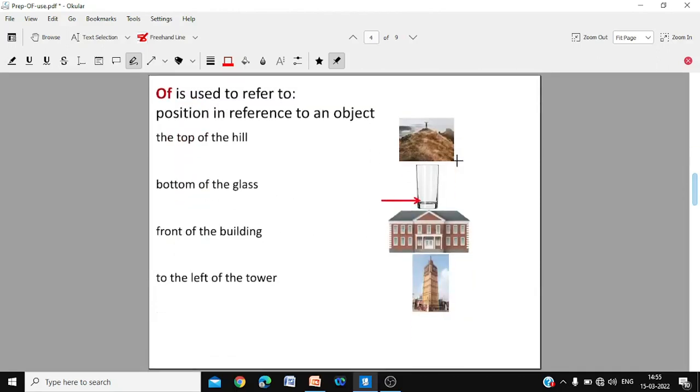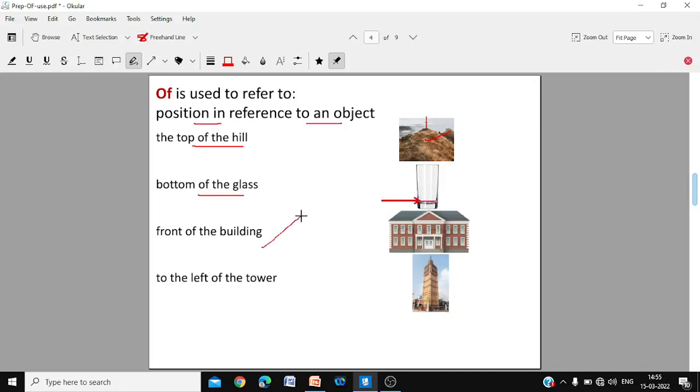Second, of is used in position, that is when you are referring to the position in reference to an object. There is an object or a place, and in respect of that object or place, you have to refer to a particular position. The top of the hill. The hill is an object and you refer to a particular position, the top. The bottom of the glass. The glass is an object and you refer to a particular position, that is the bottom.